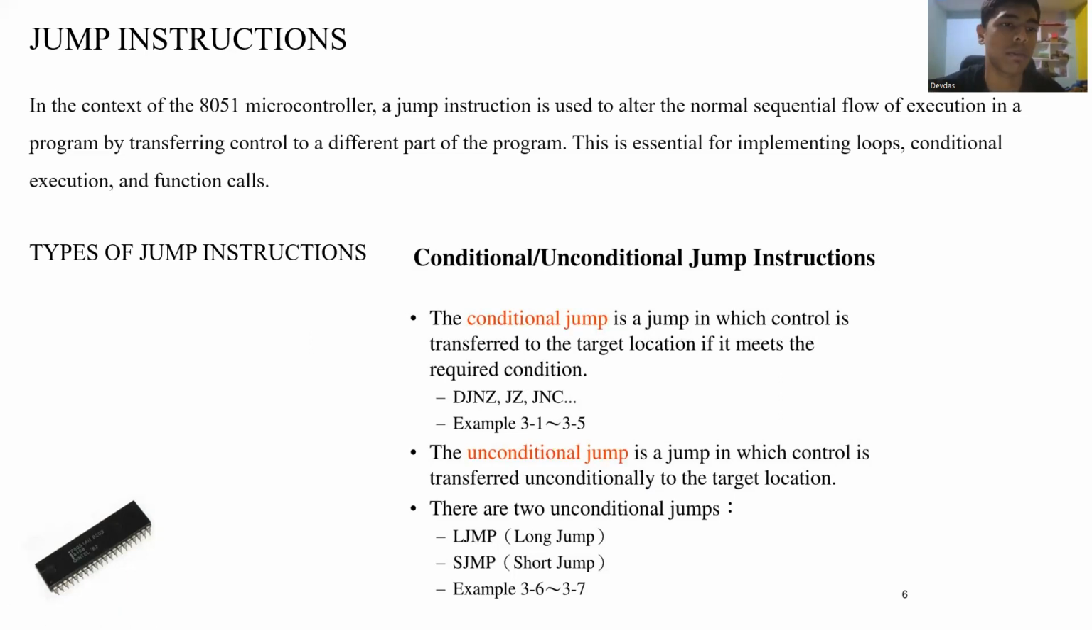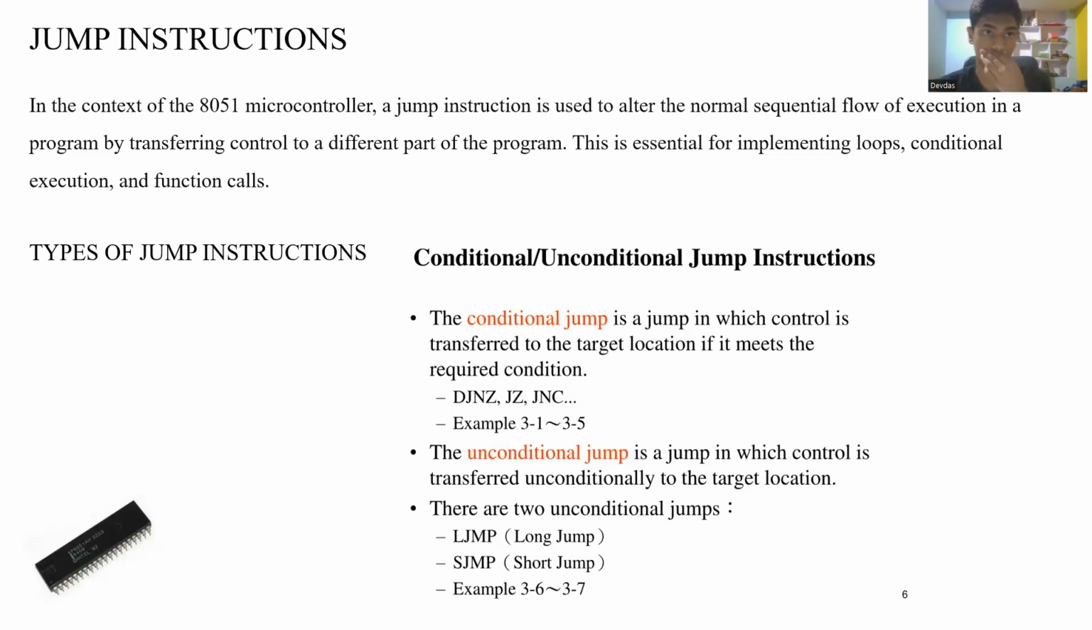A jump instruction is used to alter the normal sequential flow of execution in a program by transferring control to a different part of the program. This is essential for implementing loops, conditional execution, and function calls. So while programming in an 8051 microcontroller, in case you need a loop or a conditional statement in your program or instructions, it is necessary to use the jump.